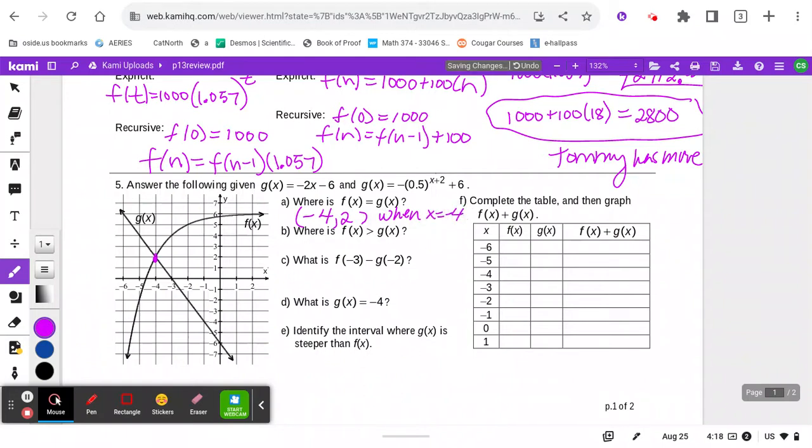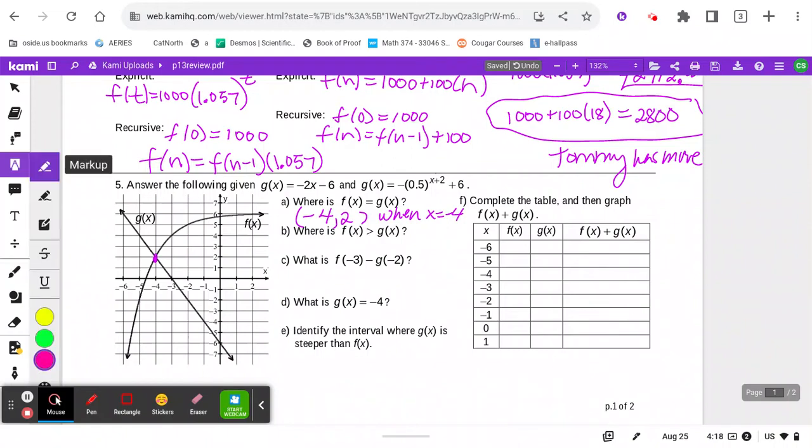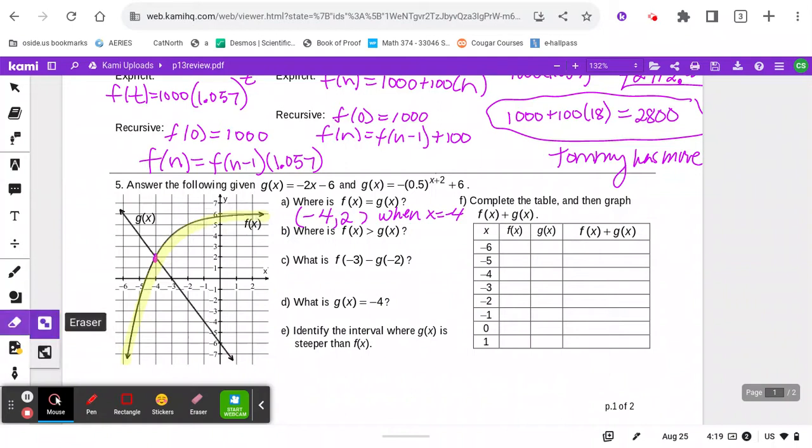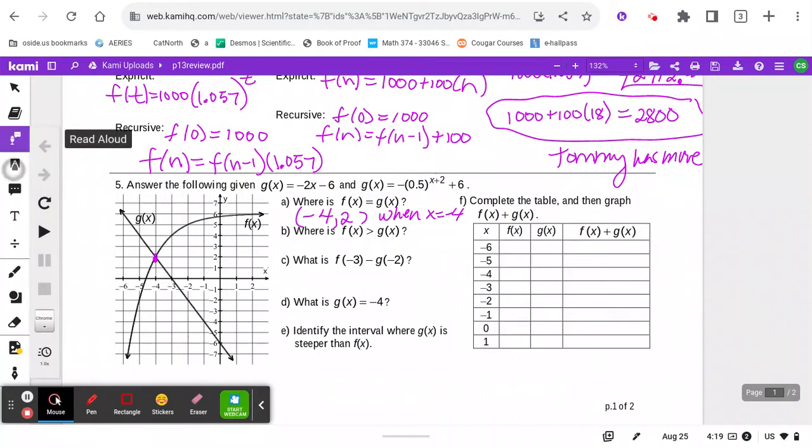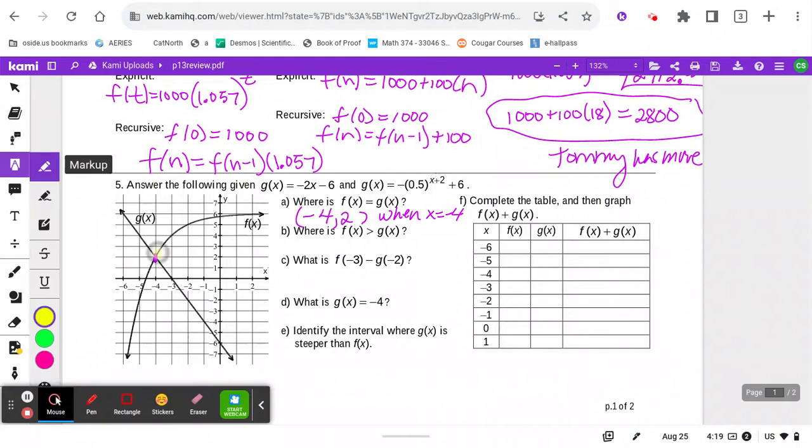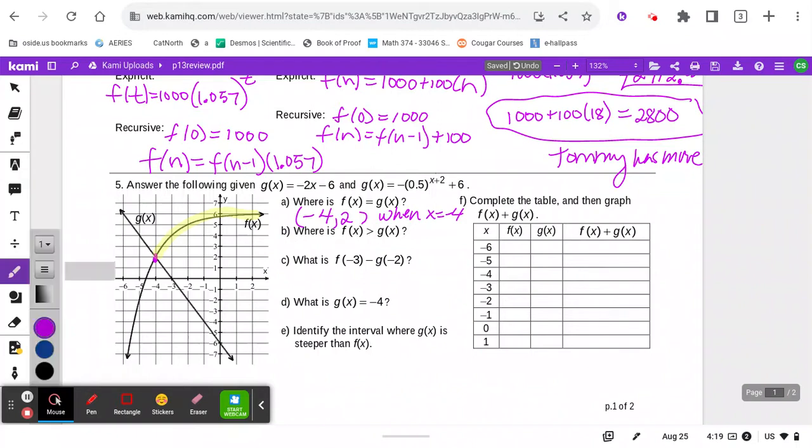Okay, where is f of x greater than g of x? Let's go check this out. Notice that this function is the one called f of x. That's my curve. So where is the curve greater than the line? Our brains focus in on this section. This is where the curve is above the line, greater than the line. So we're going to say from negative 4 to infinity would be that section.